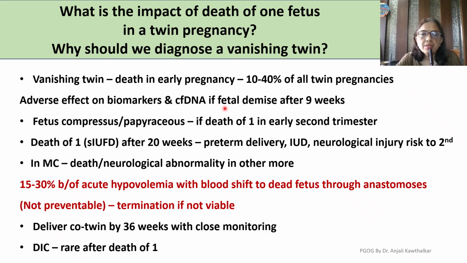This is an important concept. It leads to fetus compressus or fetus papyraceus if death of one fetus occurs in early second trimester. First trimester, it leads to vanishing twin, but second trimester, it will lead to fetus compressus or fetus papyraceus. Importance of vanishing twin is its adverse effect on tests for the detection of chromosomal abnormalities, because it leads to increase in biomarkers, and even it leads to false positive finding in cell-free fetal DNA.